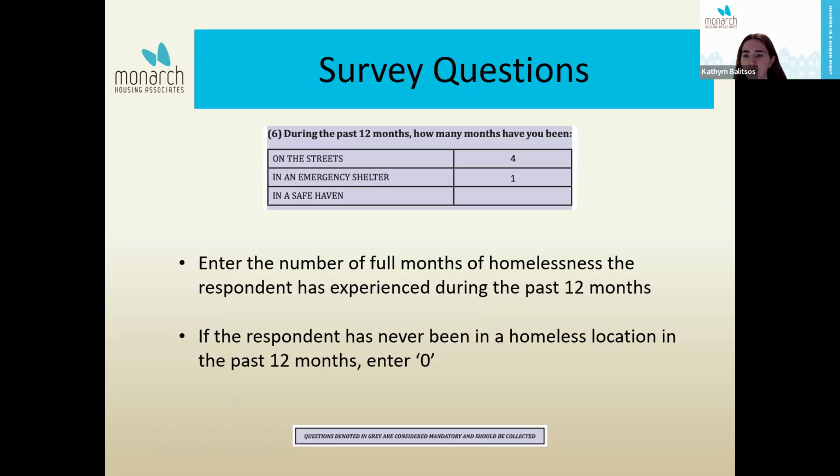There are no safe havens in New Jersey. If someone happens to say they were staying in a safe haven, clarify if they were out of state, because there aren't any currently in this state.